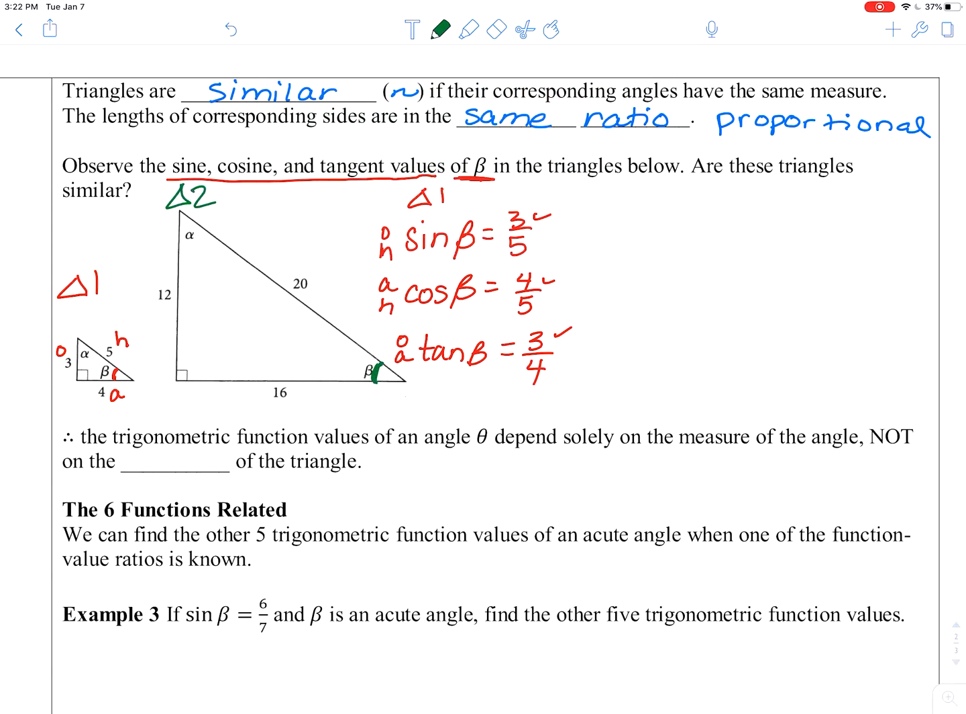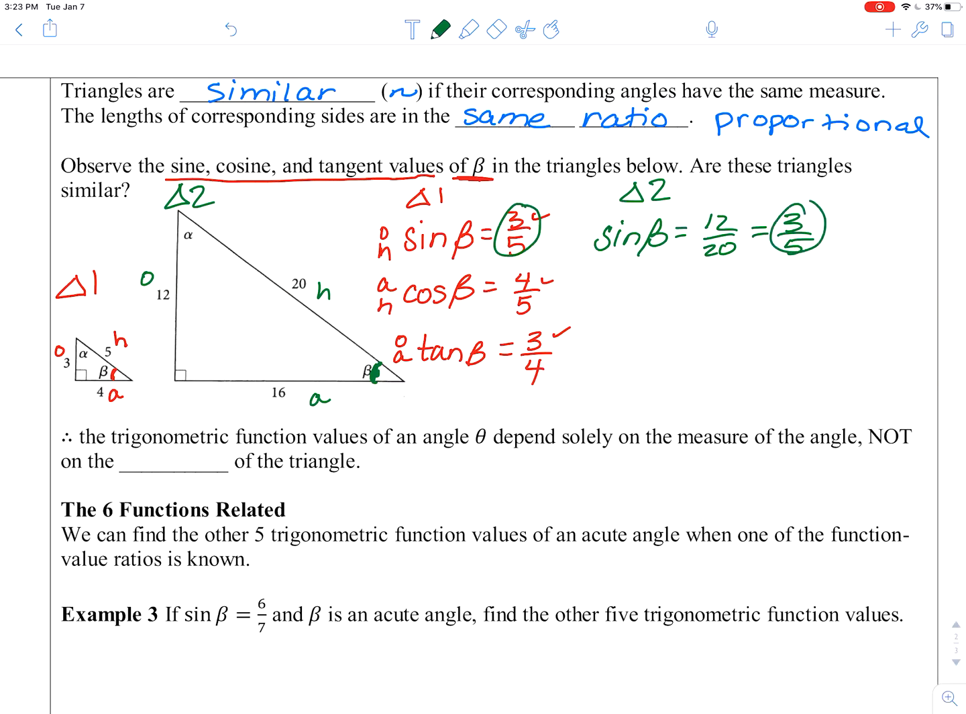So here's angle beta, again down here. Here's my eye. I'm looking at the triangle from this perspective. Here's the opposite side. Here's adjacent to, and here's hypotenuse. So for triangle 2, the sine of beta is opposite over hypotenuse, which is 12 over 20. Now that doesn't quite look like 3/5, but when I reduce it, it is. It's interesting that the sine of beta in both situations was 3/5.